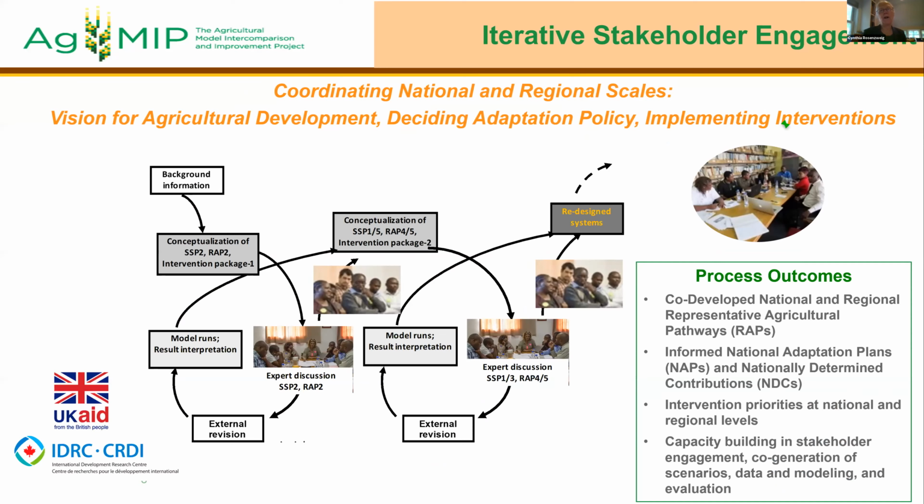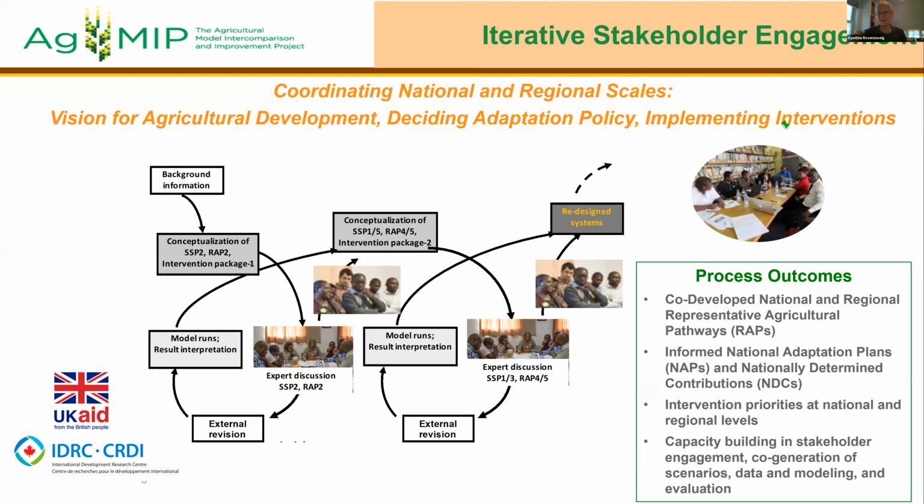And we now are using this approach to coordinate national and regional scales, because what we've learned from the stakeholder engagement is that we need both in a country. We need to link what's happening within country regions and the farming systems there, and develop interventions for within country. But at the same time, we need to coordinate with the national policymakers to create the policies and programs that are going to implement and support the regional interventions.